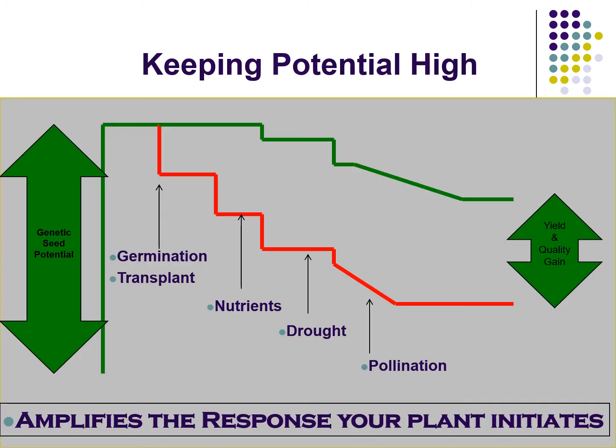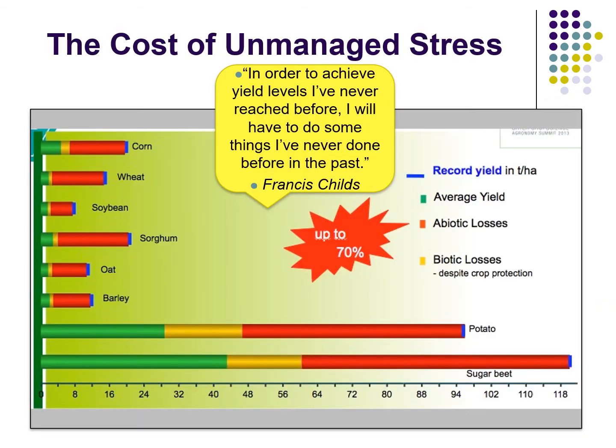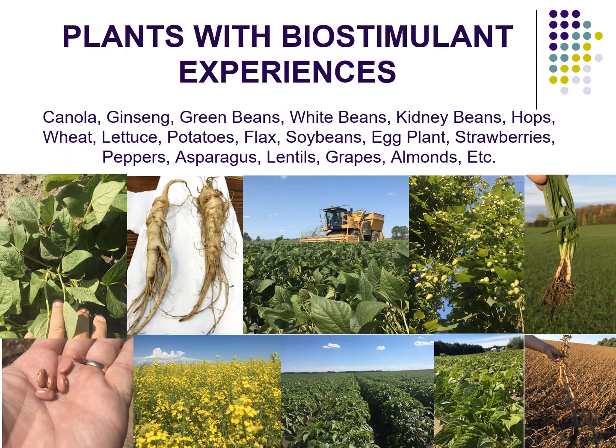As this simple chart shows, we need to understand how to limit our risk exposure and maintain the potential. Creating crop plans, supported by monitoring and ground truthing, through the entire season will give us our best results. With stresses stealing as much as 70% of our optimistic yields, how are you enhancing your crop plans? As Francis Child stated, in order to achieve yield levels I've never reached before, I will have to do some things I've never done before.